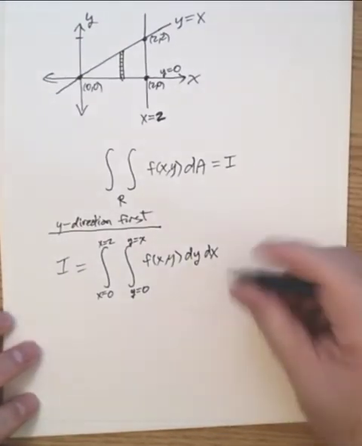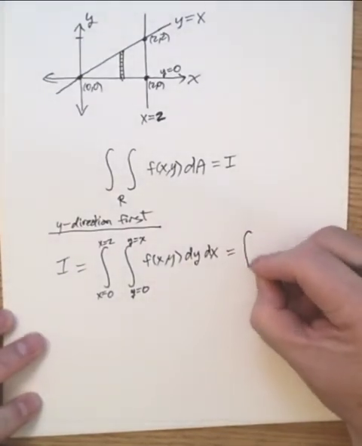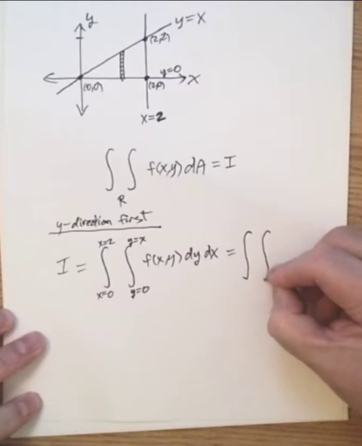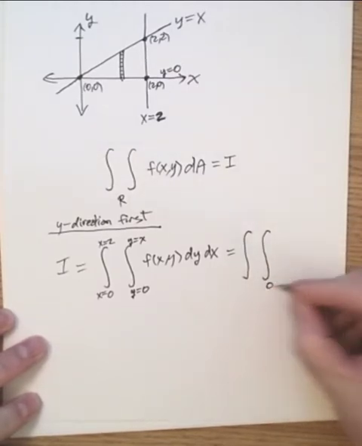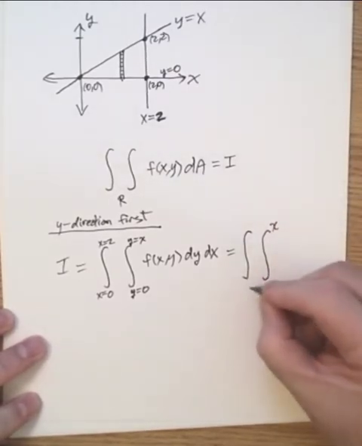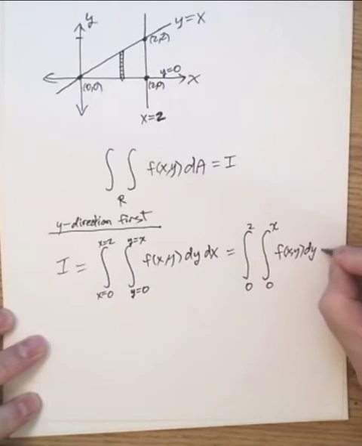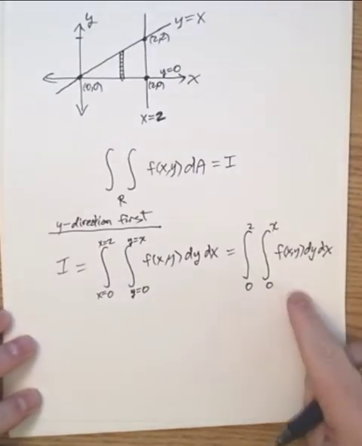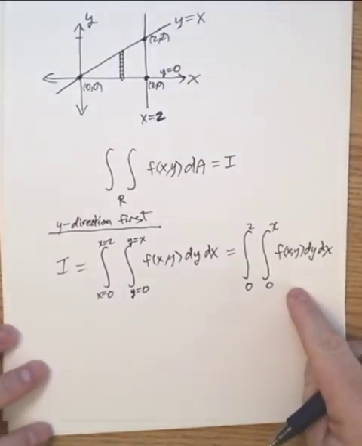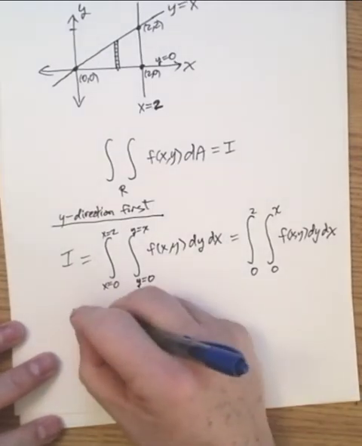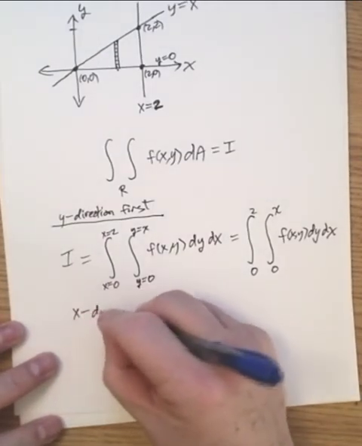Now, usually people would write this, and this is just in the beginning. We're learning, and just for emphasis here, you go from 0 to x, 0 to 2, f of xy dy dx. Okay? That's important.